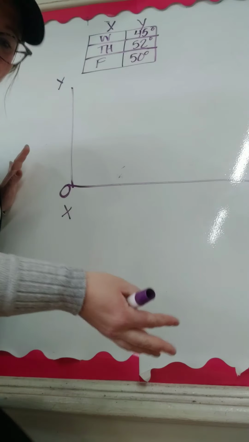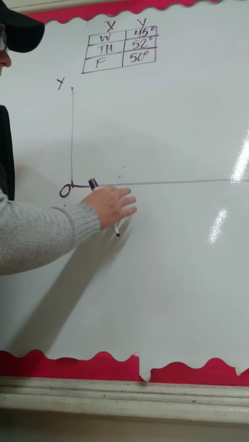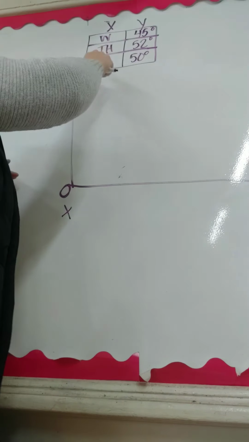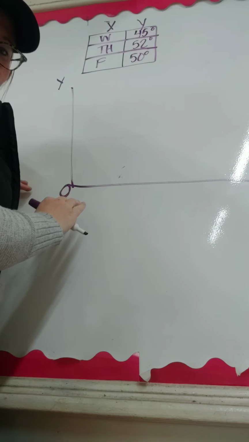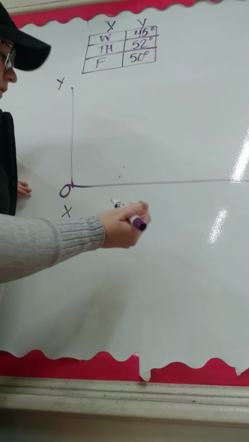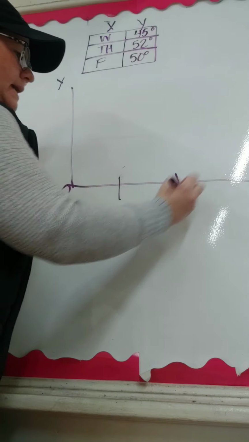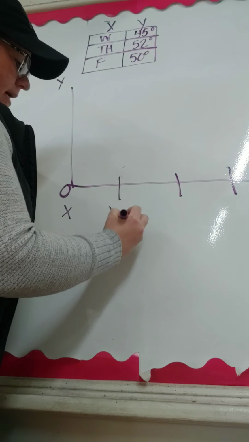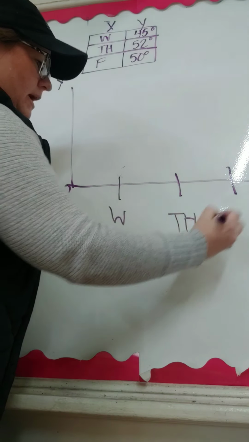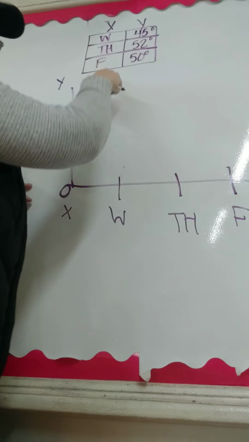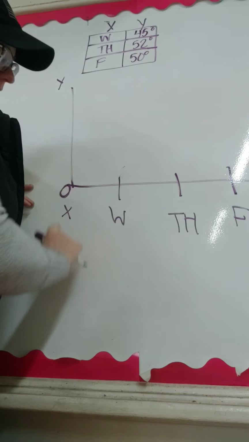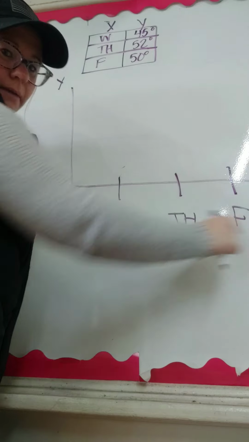We have to create our own coordinates because we need to figure out what our X and Y is so we can make some type of conclusion, okay? So we have 3 days, Wednesday, Thursday, and Friday, and that's our X. Everybody see that? X, Wednesday, Thursday, Friday.